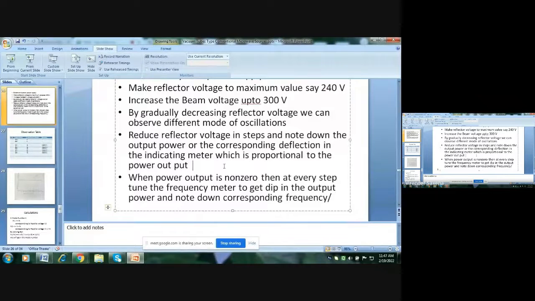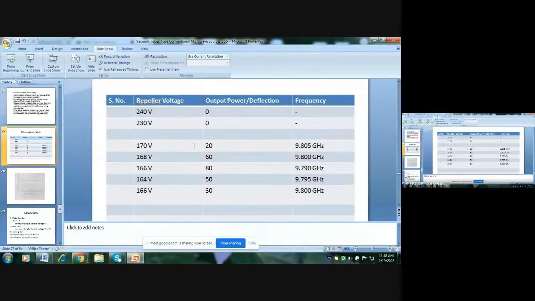By observing the deflection in terms of number of divisions, it is not the power, it is the number of divisions on the indicating meter, which we can note down. And at each point where we are getting power, we have to measure frequency. Suppose we start from 240 volt, we do not get any power because the interaction is not favorable.